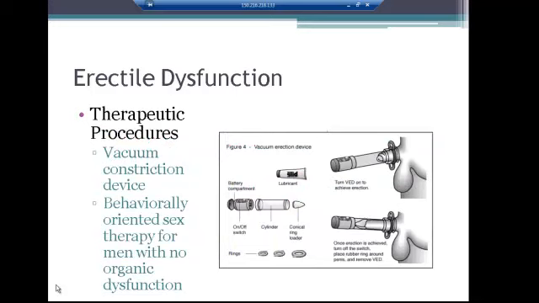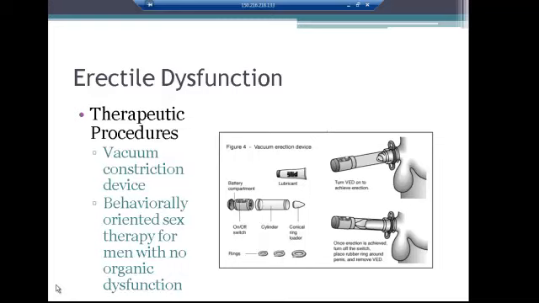Okay. There's also a vacuum constriction device. The way this works is that you put this device on, it has a vacuum seal, and the vacuum essentially pulls blood into the shaft of the penis so that you can actually get an erection. You put a band around the base of the penis and remove the device to maintain that blood flow, or hold the blood flow into the penis, and that maintains the erection, and you remove it afterwards.